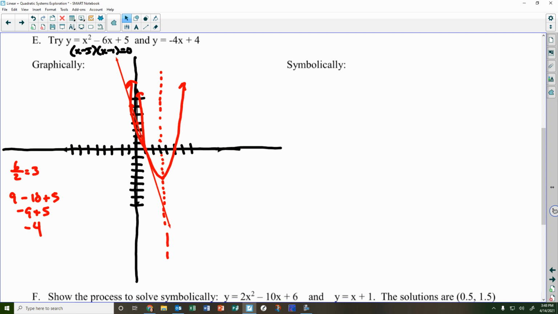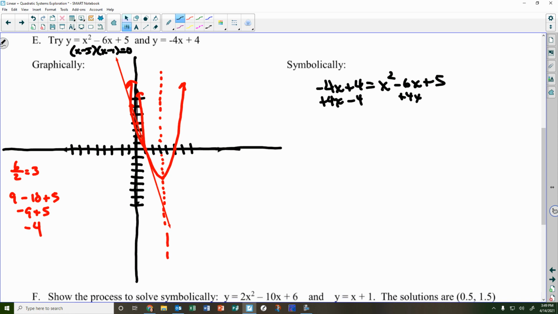All right, so to figure out what it is symbolically, because again, we probably need our graphing calculator to see what the numbers would be on the graph, but we can also do this symbolically by taking these two and setting them equal to each other. All right, if I add the 4x and subtract the 4, I get that.